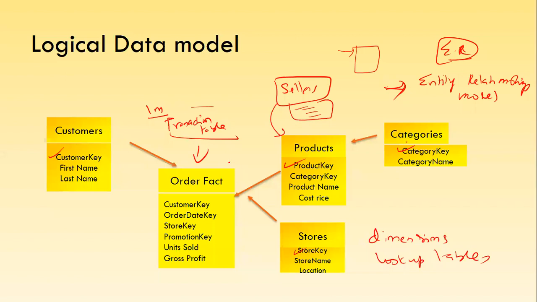Apart from the logical data model, the next phase is the physical data model. In the physical data model, we define the data type for each column. For example, customer key is going to be an integer data type, and first name is something like varchar, a character data type, varchar of 20. Likewise, we define the data type and the width of the column. So data type and width of the column, everything we define as part of the physical data model.